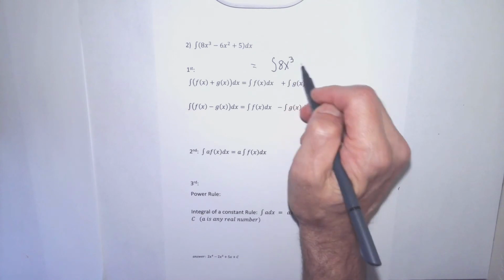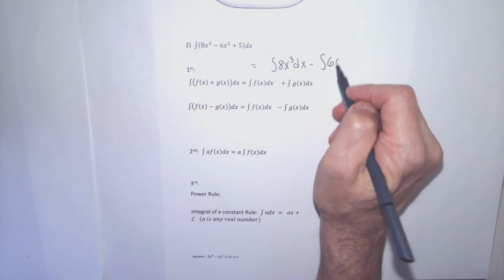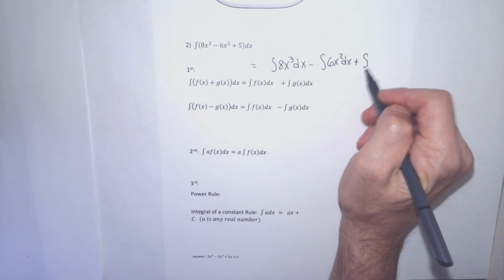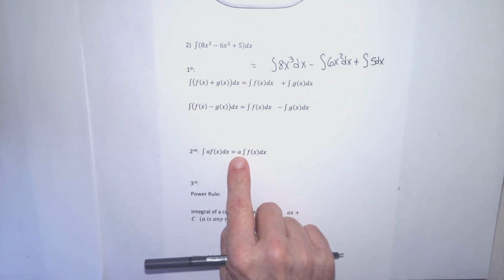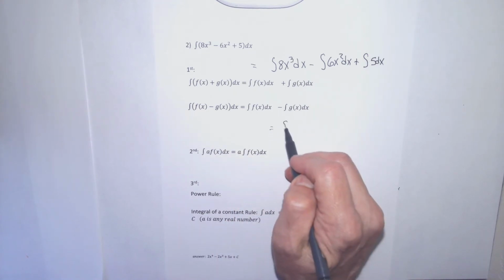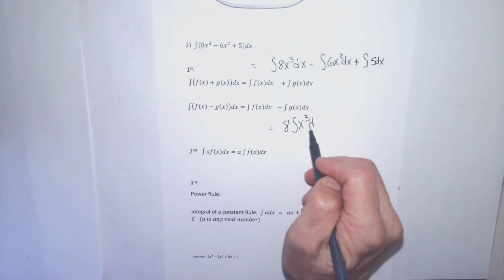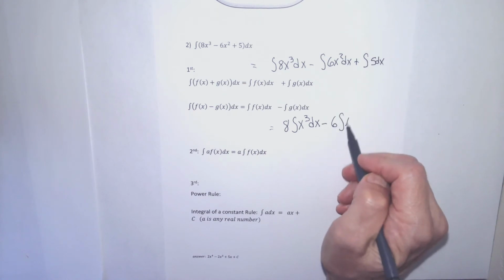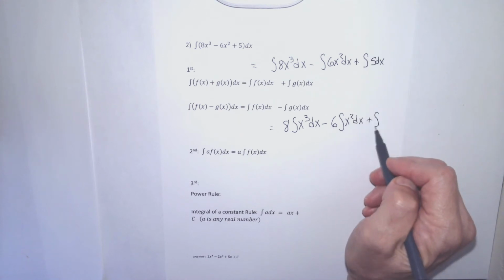The integral of 8x cubed dx minus the integral of 6x squared dx plus the integral of 5 dx. Then I suggested passing the coefficients out in front of the 2 integrals with the x's. So I'm going to make the first integral 8 times the integral of x cubed dx, same integral from problem 1. Second integral minus 6 times the integral of x squared dx. And the last integral is a constant. I'm not going to move that 5 out front.